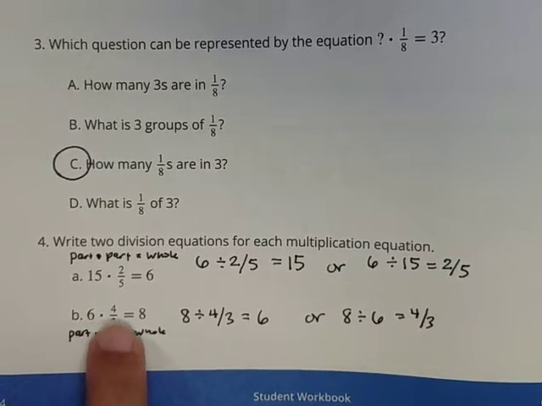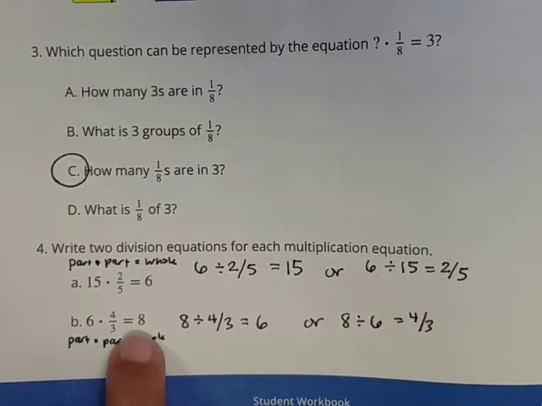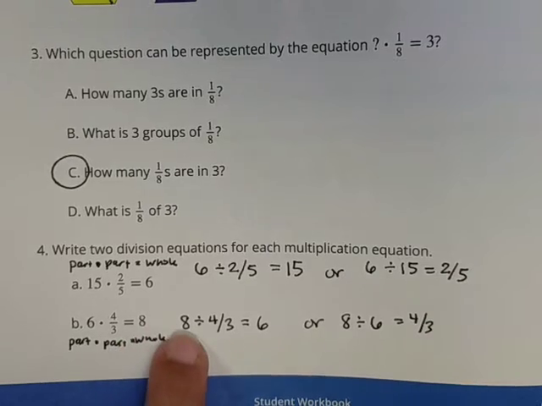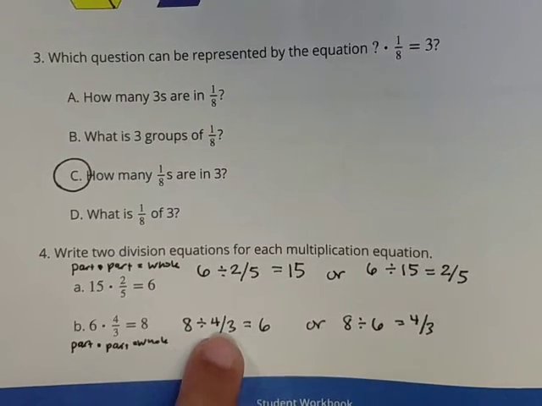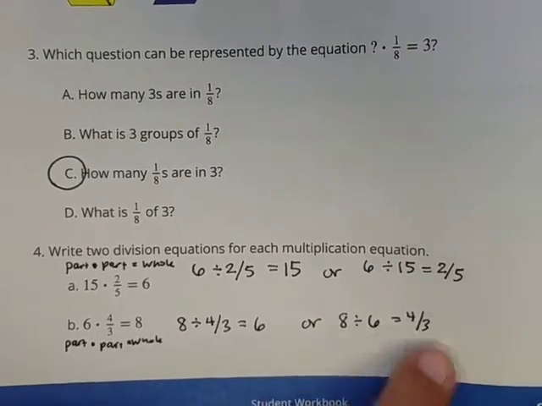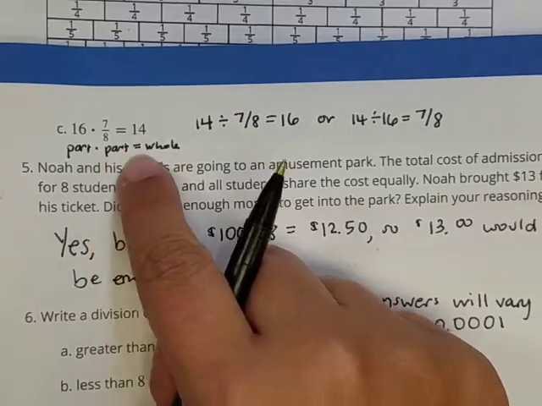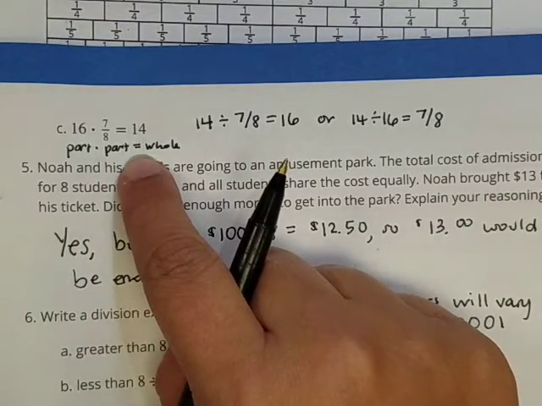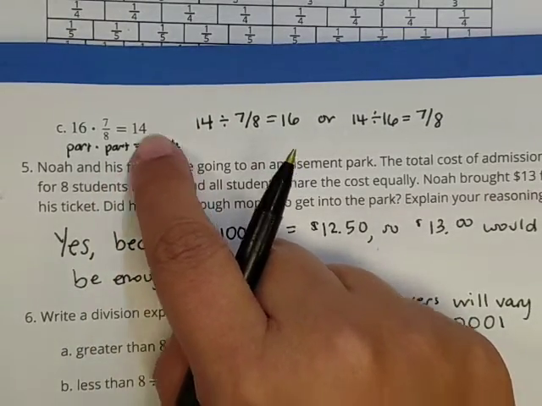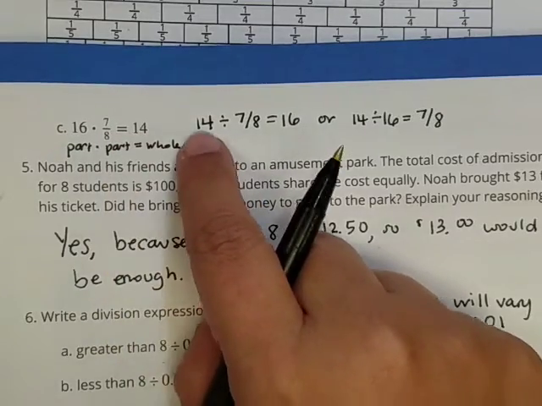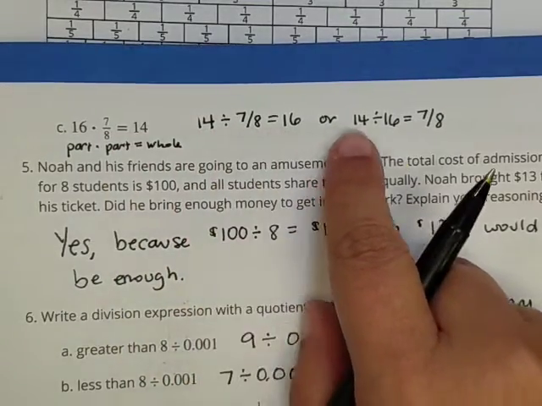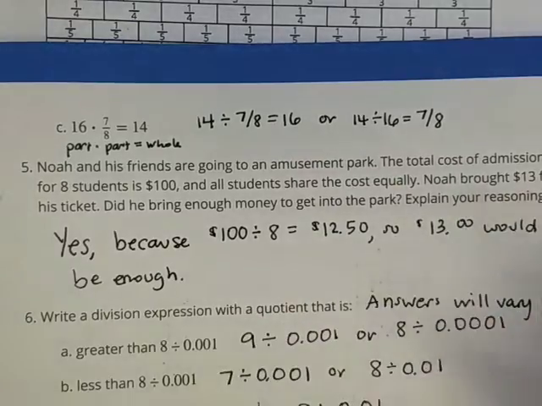Here, 6 times 4/3 is 8, so 8 is my whole. So what I'm going to do is change division to be 8 divided by my part. 8 divided by 4/3 is 6, or 8 divided by 6 is 4/3. Same thing over here. Again, remember it's part times part equals whole. So then what you want to do is take your whole of 14 and divide by one of your parts. So 14 divided by 7/8 is 16, or 14 divided by 16 is 7/8.